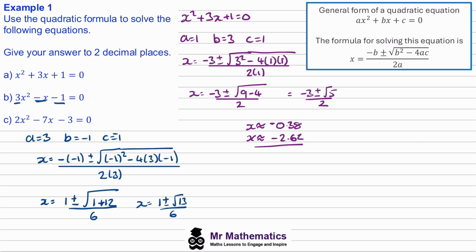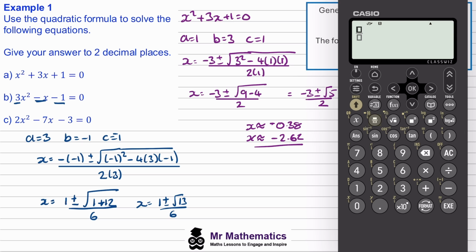We can enter this into our calculators. 1 plus root 13 over 6. So x is approximately 0.77 and x is negative 0.43. Do you want to try and work out question C yourself? You can pause the video and come back when you're ready.